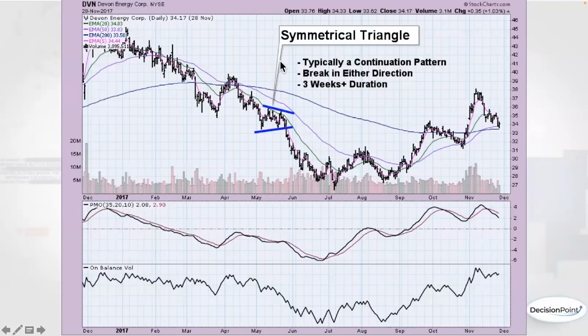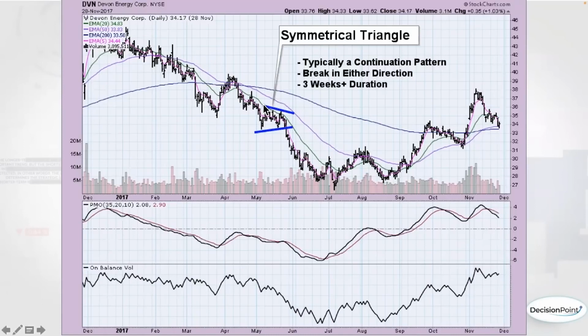The next one we're going to look at is the symmetrical triangle. You'll notice there's a breakdown from this. A lot of people think of symmetrical triangles as a bullish formation, but honestly, symmetrical triangles can break either way. In this case, I know we're talking about bullish patterns, but the idea is the same. You have a continuation of what the previous trend was. That's why it's a continuation pattern.